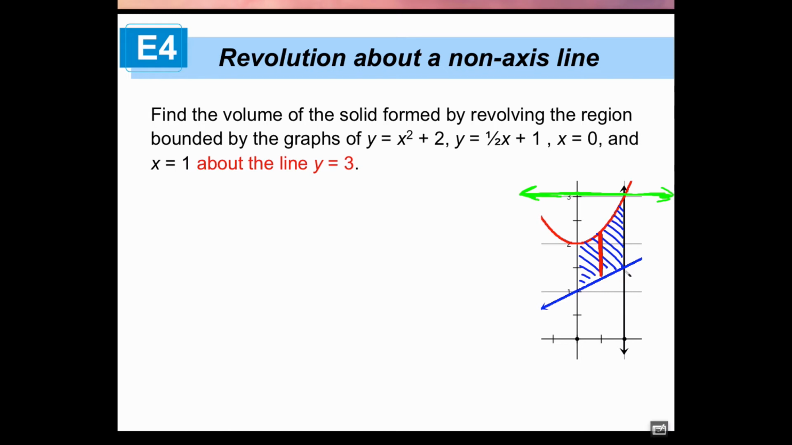Farthest distance of the representative rectangle from the axis of revolution. Farthest distance from the axis of revolution to a point on the representative rectangle. Where's the axis of revolution? Right there. Good. Where's my representative rectangle? Right here. Good. So what's the farthest distance from the green to the red? Right here. Yep.